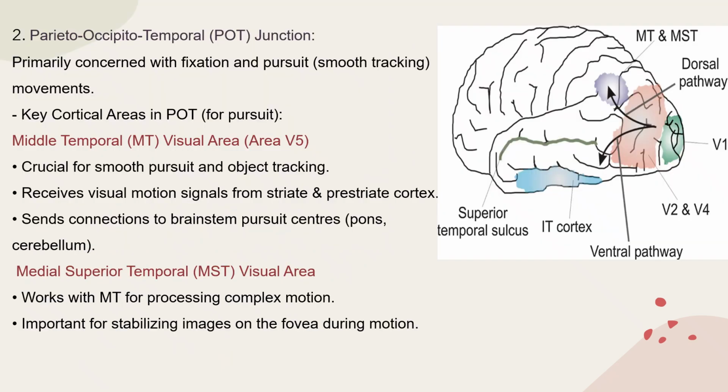Next is parieto-occipito-temporal junction. It is primarily concerned with the fixation and pursuit movement. The key cortical areas in parieto-occipito-temporal junction are the middle temporal visual area and the medial superior temporal visual area. The middle temporal visual area receives visual motion signals from striate and pre-striate cortex areas, and it sends connections to brain stem pursuit centers. The medial superior temporal visual area works with the middle temporal for processing complex motion.